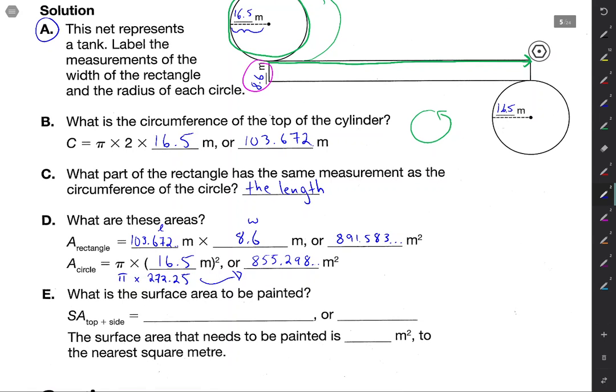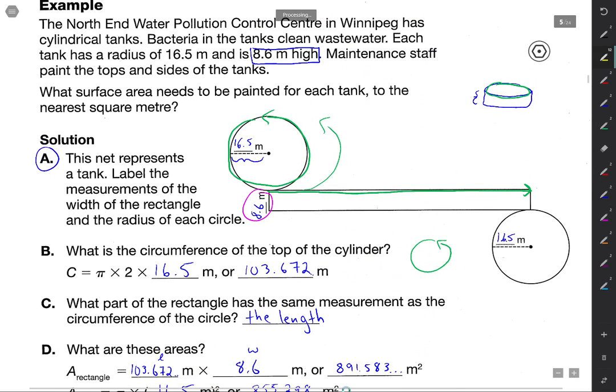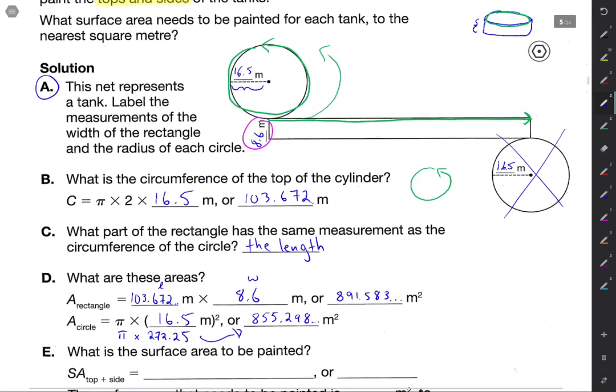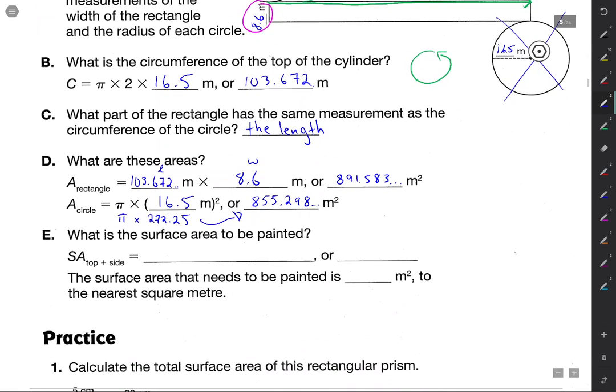So now let's calculate the surface area to be painted. Now keep in mind with this question, it's a little bit of a tricky one because it says that maintenance staff wants to paint the top and the sides of the tank. That does not include the bottom of it. So this circle down here is not going to be included in our surface area. So we need to add the area of the top circle plus the area of the rectangle.